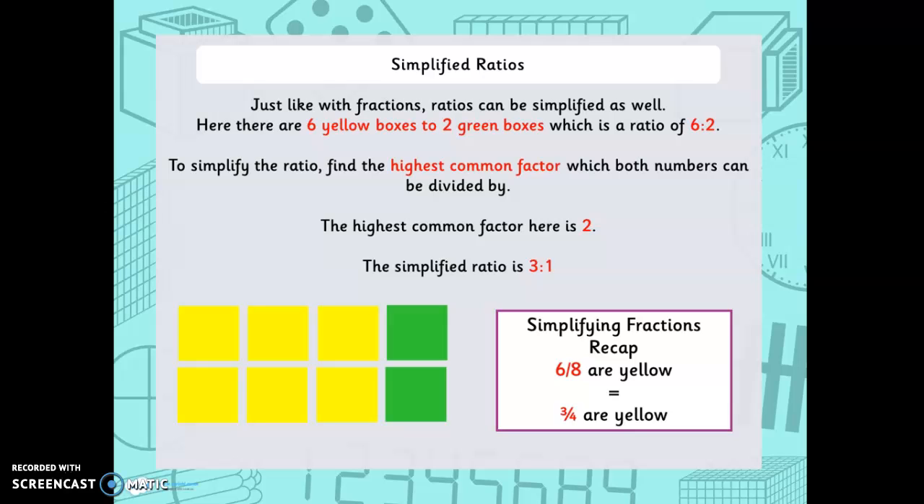So we know that both 6 and 2 have a highest common factor of 2. This means we can divide 2 by 2, and we can divide 6 by 2. So 2 divided by 2 would be 1, 6 divided by 2 would be 3. So a simplified ratio of yellow to green boxes, there are 6 yellow to 2 green. We simplify that by dividing both numbers by 2, and the simplified ratio is 3 to 1.